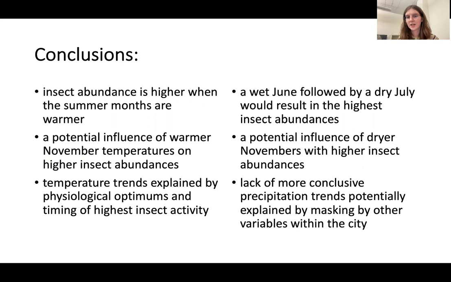And then concerning precipitation, it was seen that a wet June followed by a dry July would result in the highest insect abundances, and that there's also a potential influence of drier Novembers with higher insect abundances. So these don't really have any clear conclusions. And I think the lack of more conclusive precipitation trends are potentially explained by masking by other variables within the city. So maybe Copenhagen is just a really optimal habitat for insects. And so you're not going to see the same amount of responses to climate as you would see somewhere else in the world.